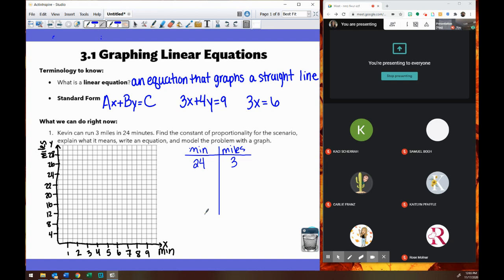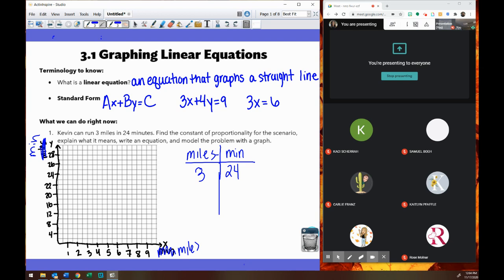Let's back these up, these aren't right. Let's change this to miles and this to minutes, because that doesn't make any sense. Flip-flop. Let's flip-flop this, just because the scaling is better. So let's go miles to minutes. So in 3 miles for 24 minutes.